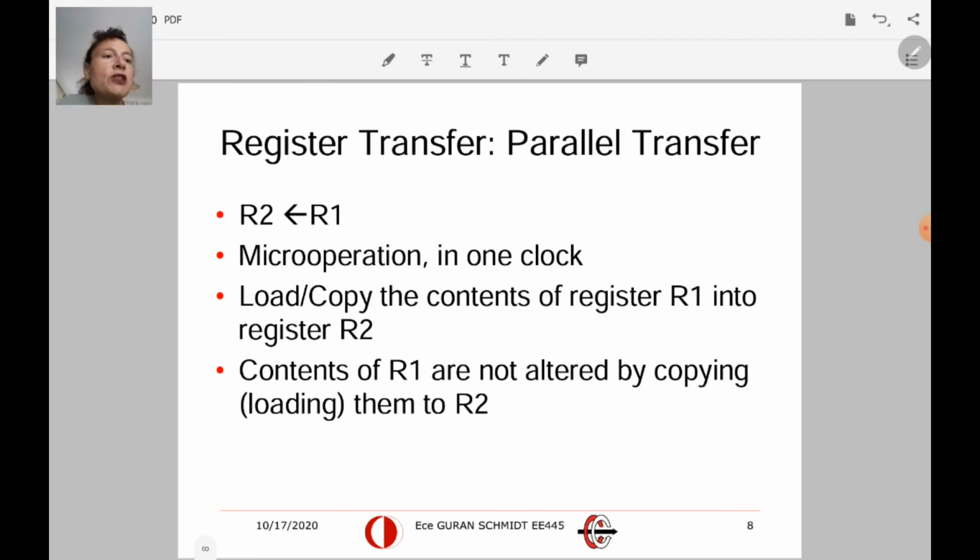So the first operation is parallel transfer. Here, the notation is this arrow. In 1 clock, the content of R1 is loaded into R2. So the content of R1 is ready in the parallel input of R2. Clock hits and then it's loaded. This is a copy operation, so R1 is not changed. R1 doesn't lose its content by moving it to R2.